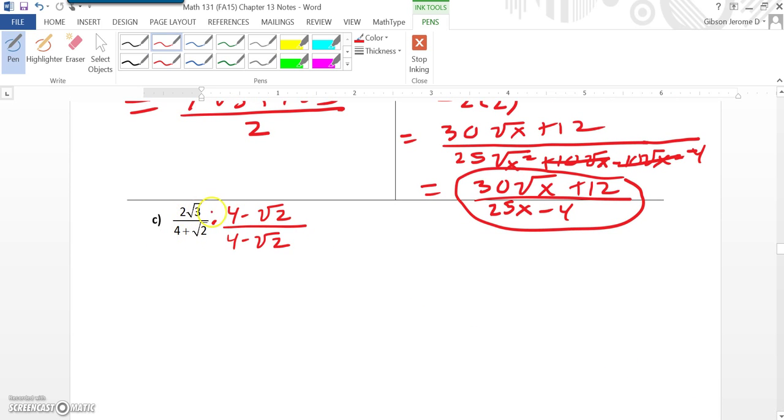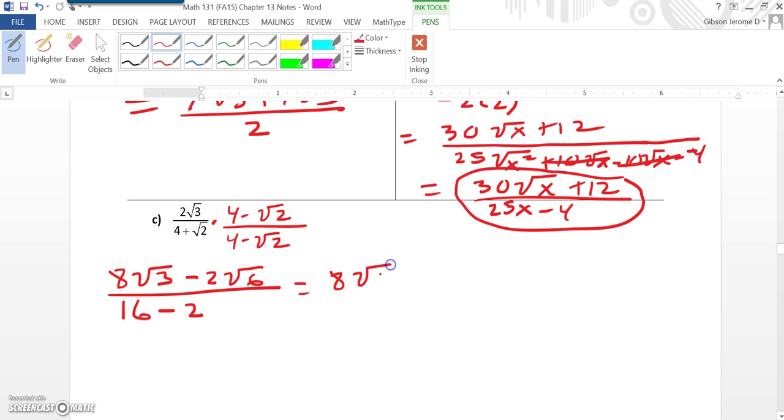Let's do the numerator first. 2 square root of 3 times 4 will give us 8 times the square root of 3. 2 square root of 3 times the negative square root of 2 will give us a negative 2 square root of 6. Now that's all over. Now remember, when we're multiplying these conjugates, we can do the first term by the first term and the last term by the last term because the middle terms will simplify out. So 4 times 4 is 16. A positive square root of 2 times the negative square root of 2 will give us a minus 2. So now we will add 8 square root of 3 minus 2 square root of 6.